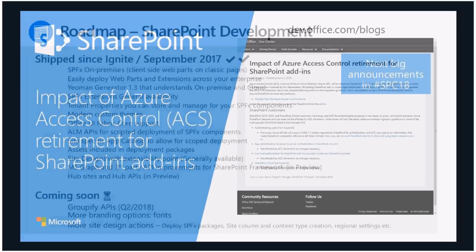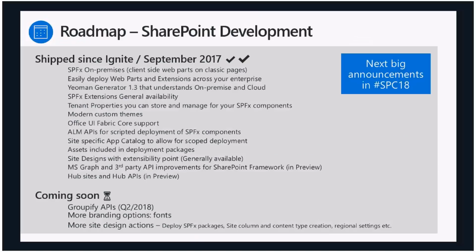Cool. The final thing before I let Chris do the live demo, a quick look at the roadmap. Obviously we've all seen the slide so many times, probably in the past months after Ignite, but we've done quite a lot of shipping after Ignite. Right now, the next thing which will go live is obviously the Groupify API, and we promised to do that in this quarter. We're now in Q2 of 2018. That might be happening at SPC. We'll see where it's actually going to be announced. The next big announcements will happen at SharePoint Conference 2018 in Las Vegas on the 21st of May, if I remember correctly.